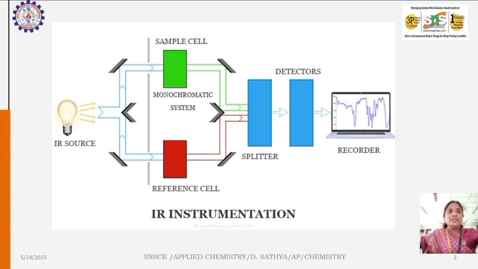And finally, the splitter will split the light radiation to give to the detector, and finally we get the result in the recorder. So this is the IR instrumentation, the basic things: the IR source, the monochromator, sample cell and reference cell. Here the reference cell is used for the solvent in which the solute compound is soluble. So that solvent is called the reference.